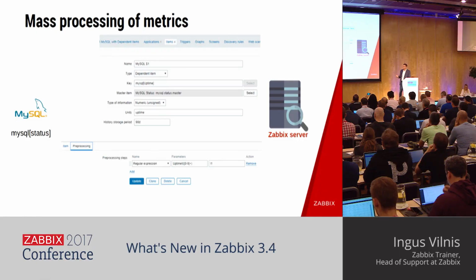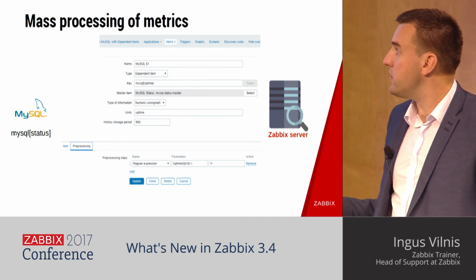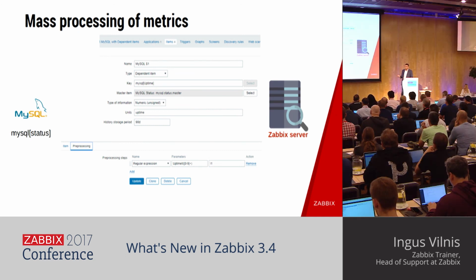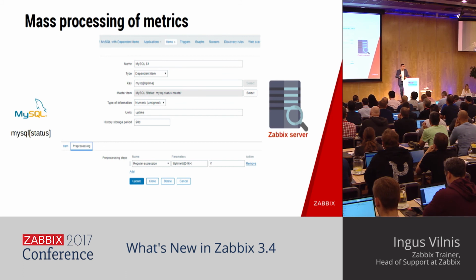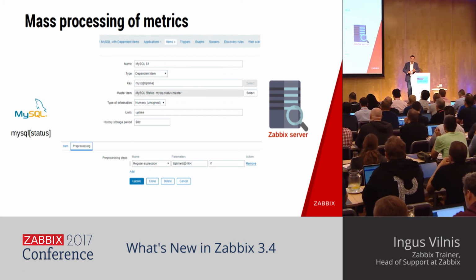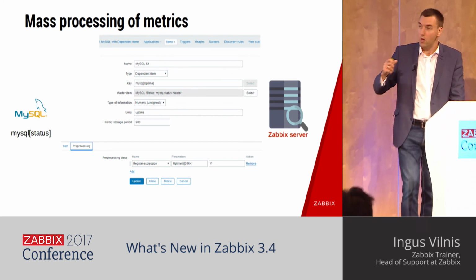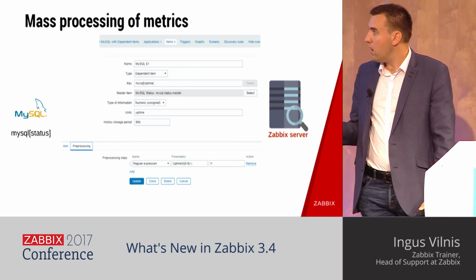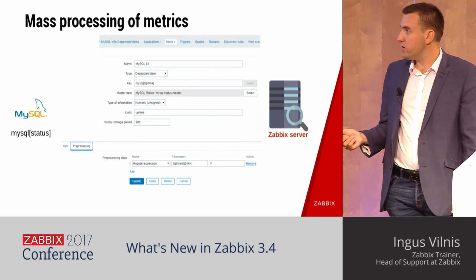And well, you give it a nice name, you give it a nice key, a free format key name. You probably know this already from other items where you can make your own key names. And then this is new, master item. So you point this dependent item to this master item which collects all those metrics, and then you use the preprocessing options.